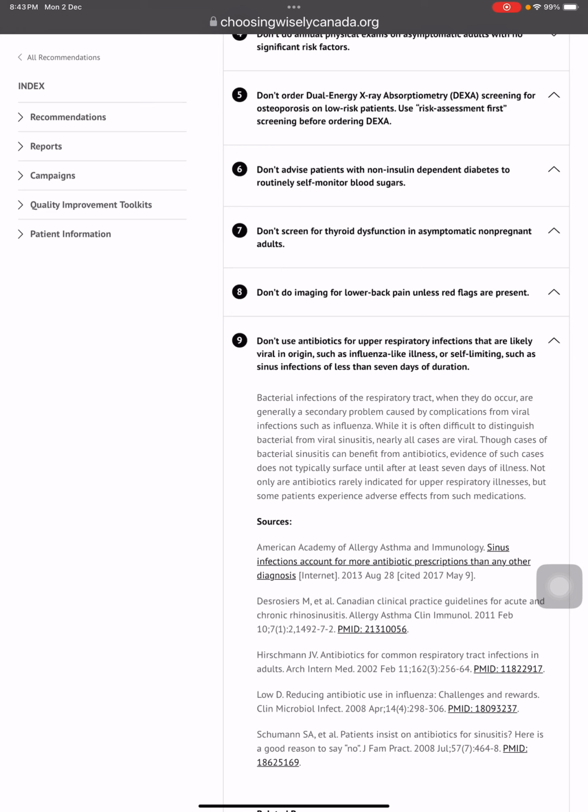So Centor criteria is the one that we usually apply here. So this is a talk of the town. No antibiotics for viral infection. How do you differentiate? Number one, you should be aware of that.